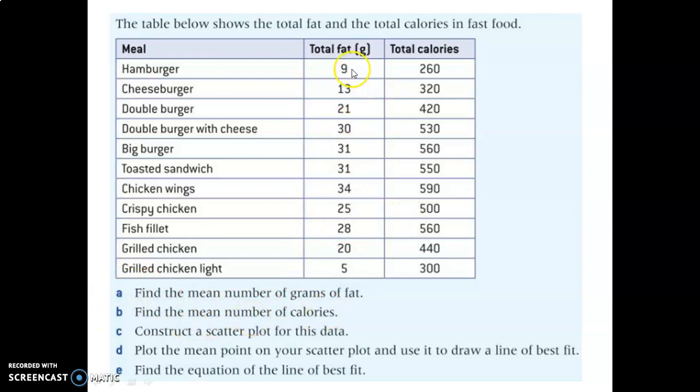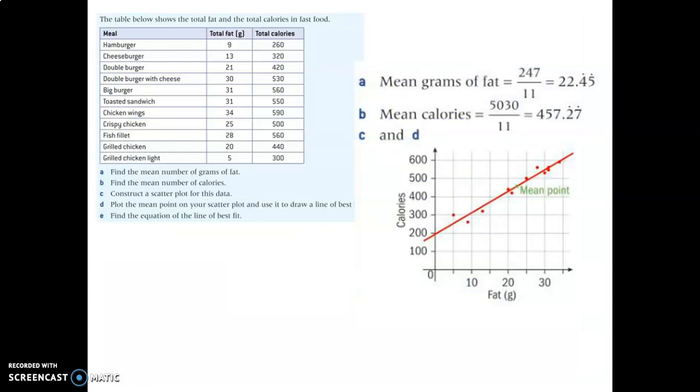To do that, you will enter these values into list 1 in your calculator and these values into list 2. Then you can run a one variable stat calculation for list 1 and a one variable stat calculation for list 2 as well. So you can find the mean here and the mean here. Please do that now. Hopefully you found these values for the mean. For the mean of fat, it was 22.45, and the mean for calories was 457.27.